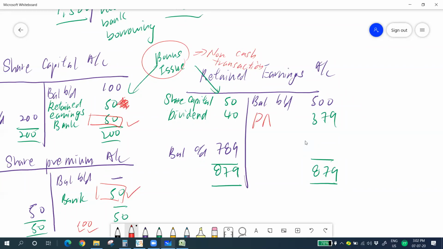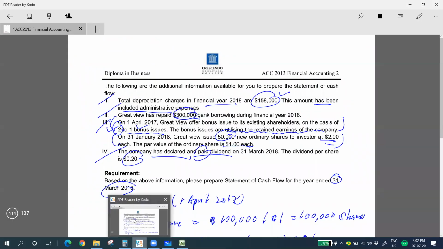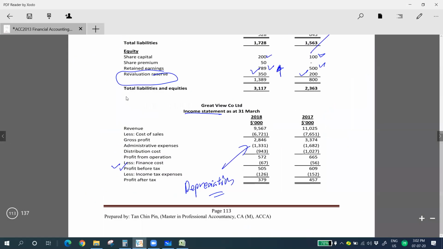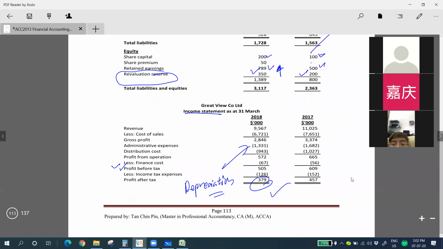Okay, this is profit after tax because your profit after tax will transfer to retained earnings. So we can check this amount to our income statement because in this question we are given the income statement, right? 379. If you can match this amount, it means that your working in retained earning is correct. So basically, we have completed all the adjustment. But before that, I think still have others.